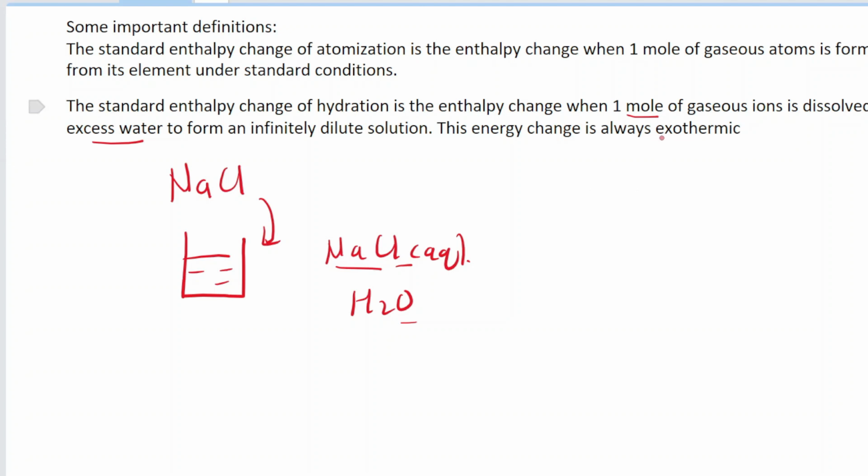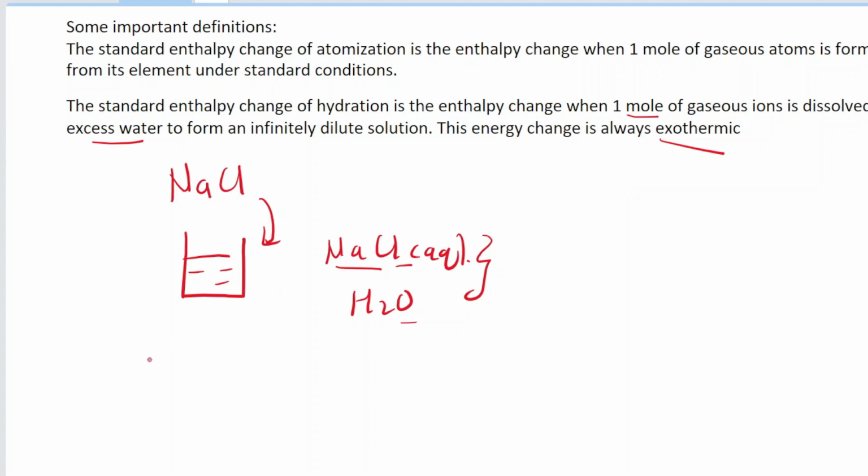And you can understand why it's exothermic. It's because you're forming these bonds between the ions and the water molecules. There are permanent dipole-dipole interactions taking place. So this energy release is what makes the equation exothermic, right?